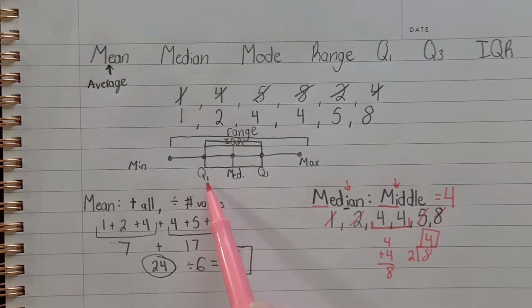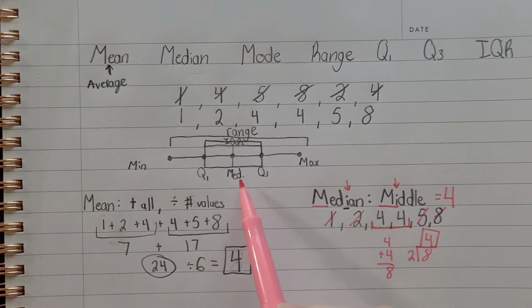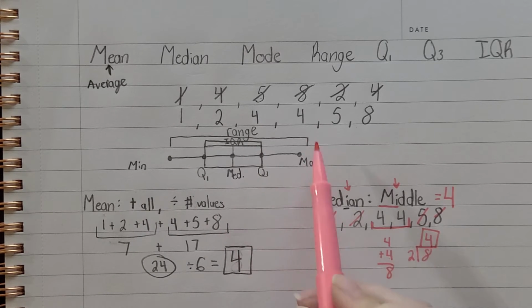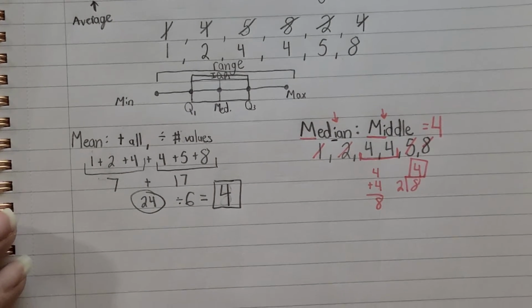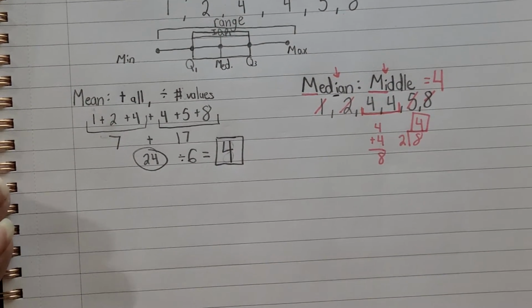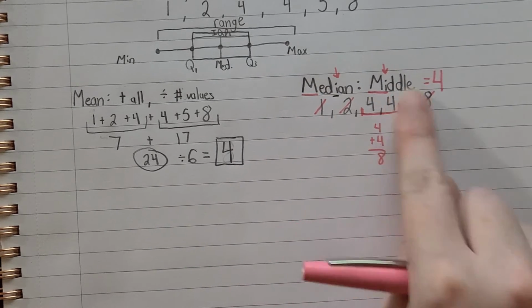If you're wondering, we have a Q1 and a Q3. Where's our Q2? That's what that is. It's just your median. So Q1 is the median of your bottom half. Q2 is the median of the whole set, and Q3 is the median of the top half. If your brain is spinning, I apologize. We will get to that later and go slower. So median, middle was 4.